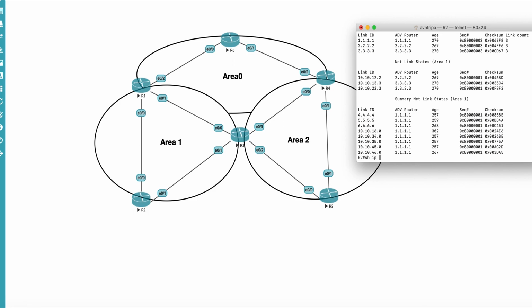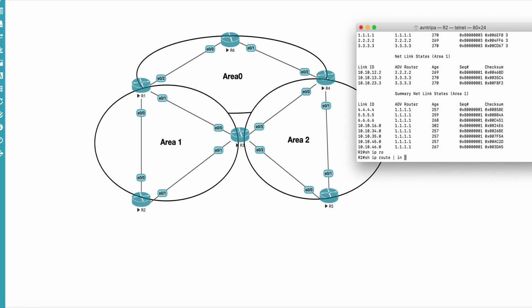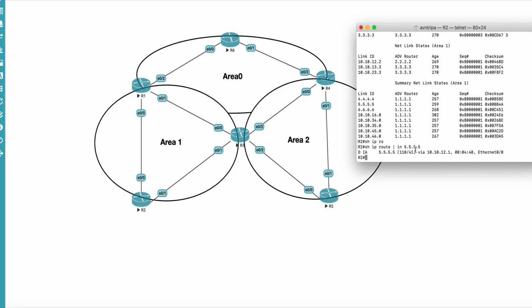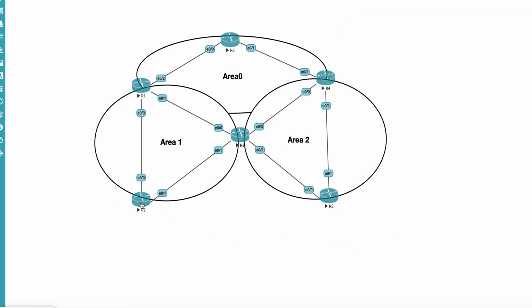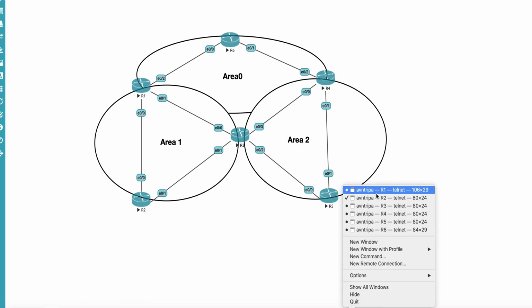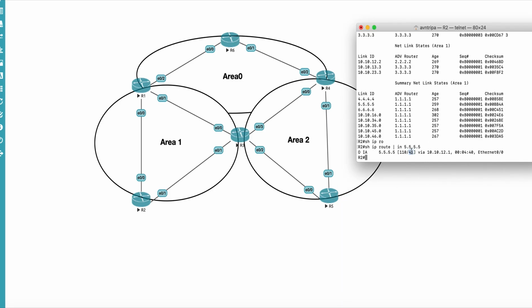Show IP route. Let's see how it is reaching R5. It is reaching R5 from R2 using R1, so the next hop for R2 to reach R5 is R1. If you see here, these are all Ethernet links and the cost of each link is 10. R2 to R1 is 10, R1 to R6, R6 to R4 and R4 to R5, total 40, and 1 for the loopback. So the total cost here is 41.